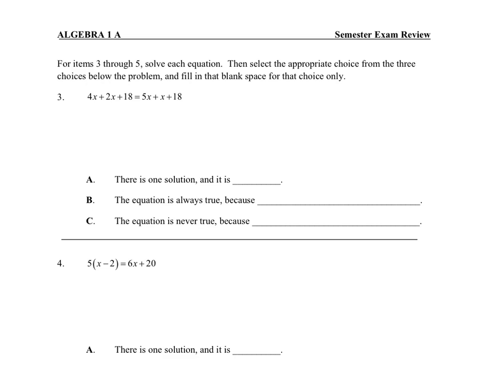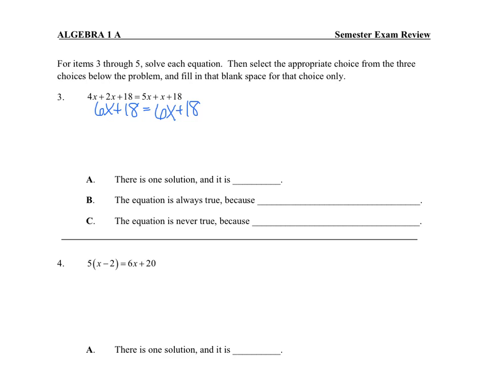For items 3 through 5, solve each equation. Then select the appropriate choice from the 3 choices below the problem and fill in that blank space for that choice only. So number 3, we have 4x plus 2x plus 18 equals 5x plus x plus 18. Well, 4x plus 2x are like terms, and 5x plus x are like terms, so we can combine them. 4x plus 2x is 6x, and so we have 6x plus 18 equals, and 5x plus x is 6x, so we have 6x plus 18.